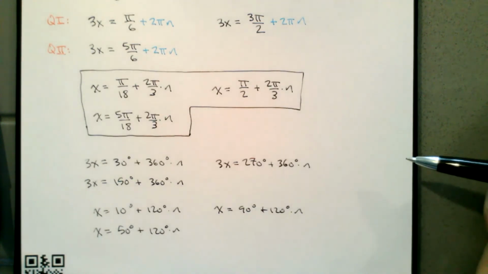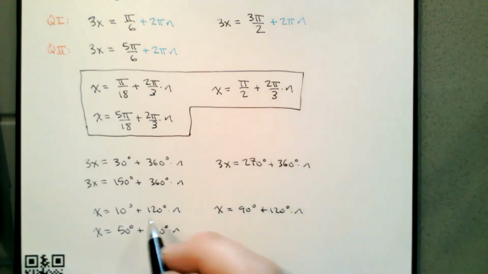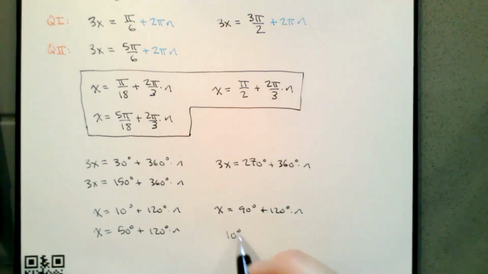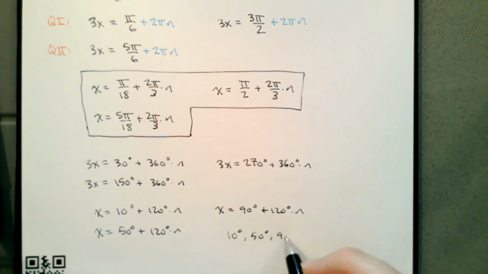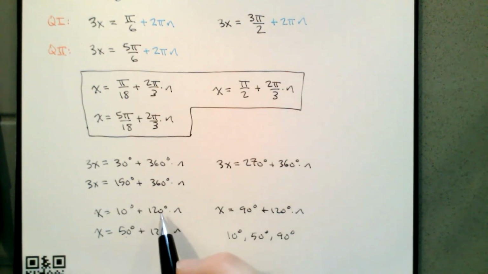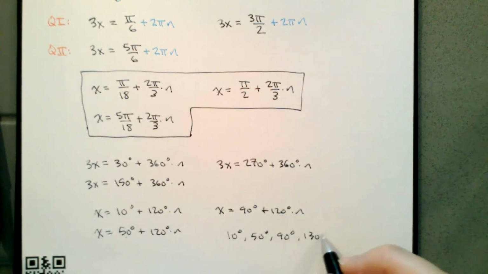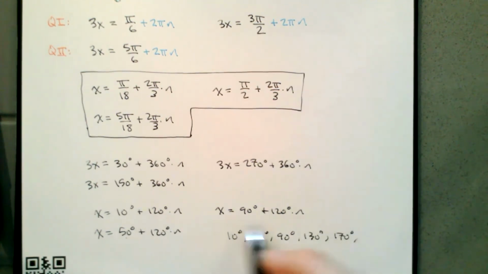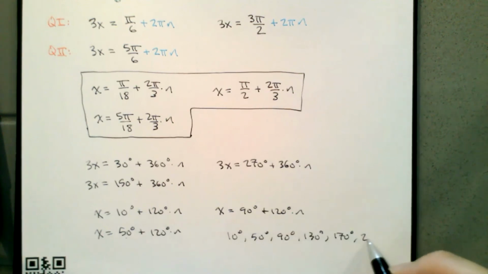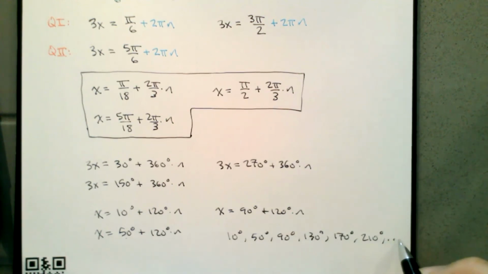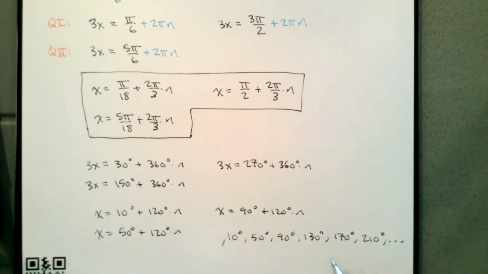If we wanted to start making a list of the solutions, I have 10 degrees, 50 degrees, 90 degrees. 10 plus 120 is 130. 50 plus 120 is 170. 90 plus 120 is 210. And we can also go backwards. 90 minus 120 is negative 30.